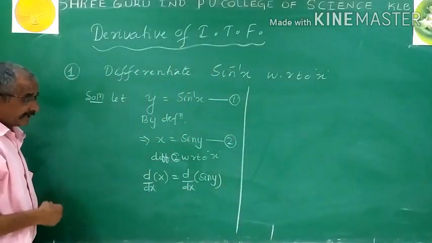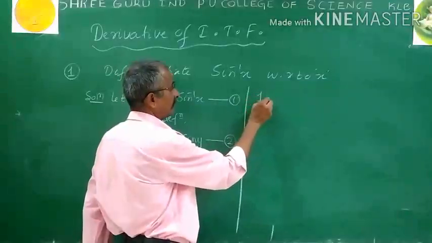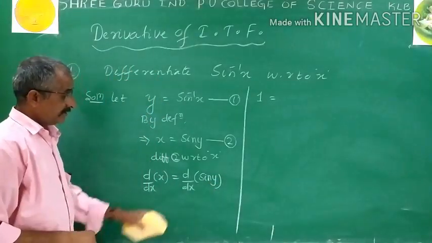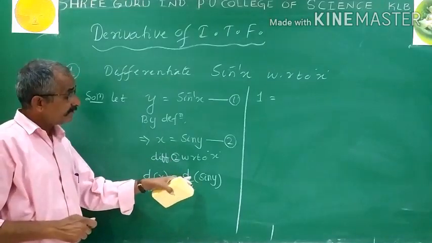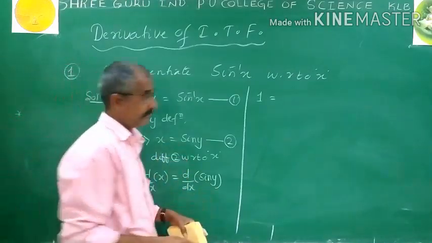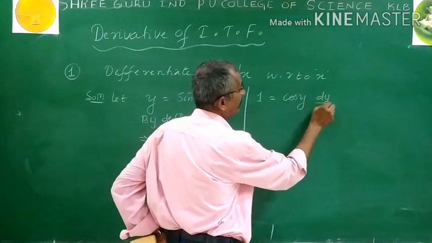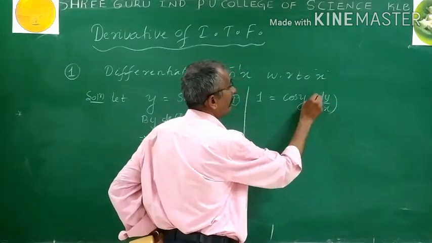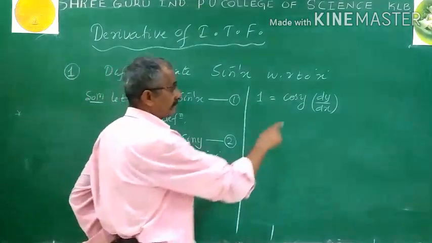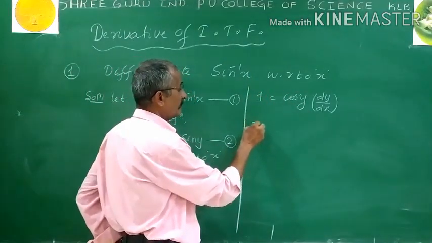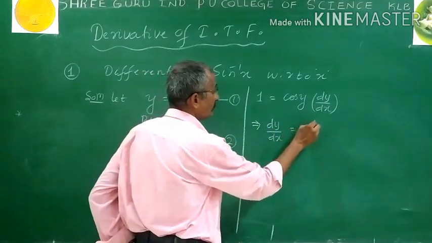As you know from earlier classes, differentiation of x with respect to x is found as 1. Next, on the right hand side, differentiation of sine x is cos x. Similarly, differentiation of sine y will be cos y, and not only cos y, but into differentiation of y, which is dy by dx. So let's divide both sides by cos y, which implies that dy by dx equals 1 divided by cos y.